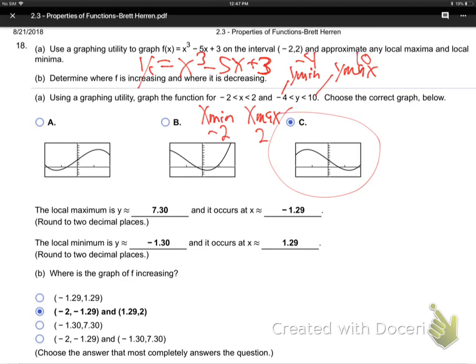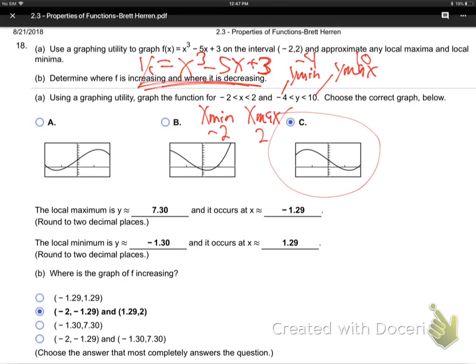Everybody good there? Then I want to show you how to do min and max real quick. Sorry, we'll get there. I want to make sure we all got that graph. So just type in y1: x to the third minus 5x plus 3. Put that into y1.